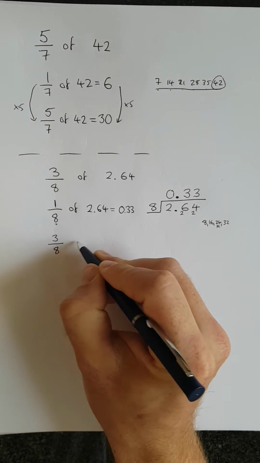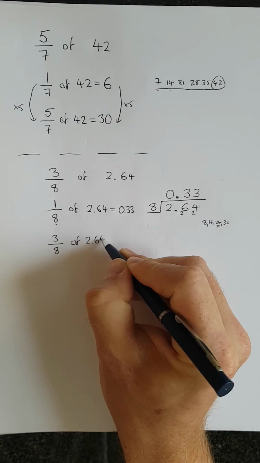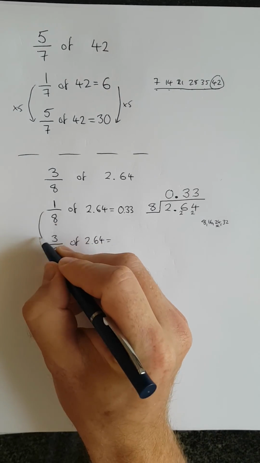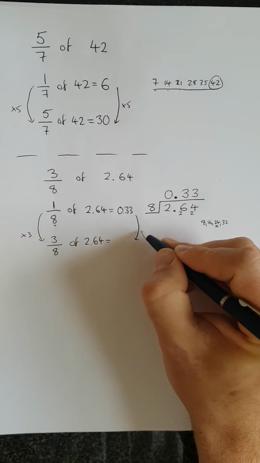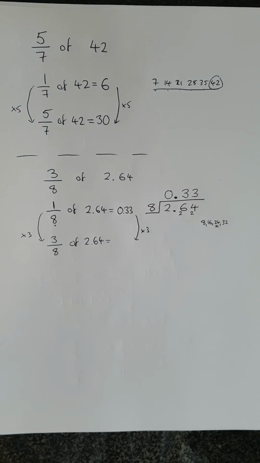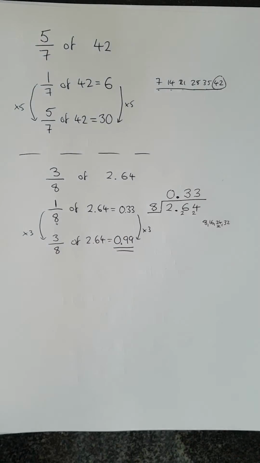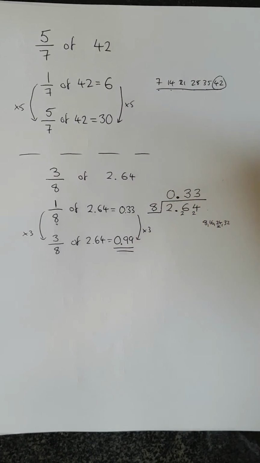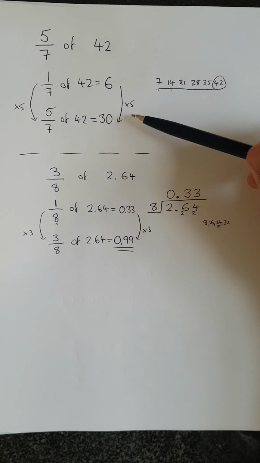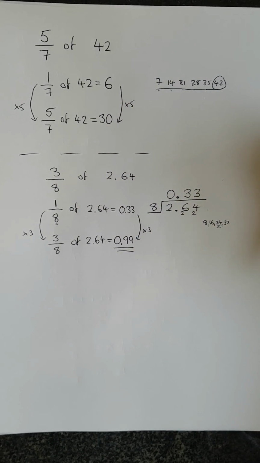So what will 3/8 be? Well, I've got to take my previous answer and multiply it by 3, which in this case works out really nicely as 0.99. This is something that you will need to practice a lot, because it's about your number skills. If you can divide accurately, if you know your times tables well, and if you can multiply, you will find this topic very straightforward. But it's always helpful to practice those skills.